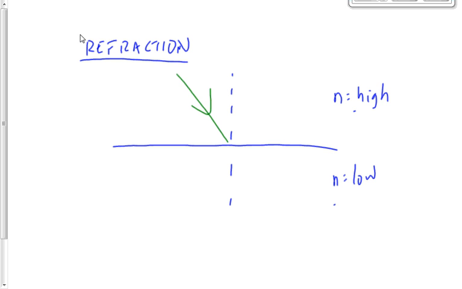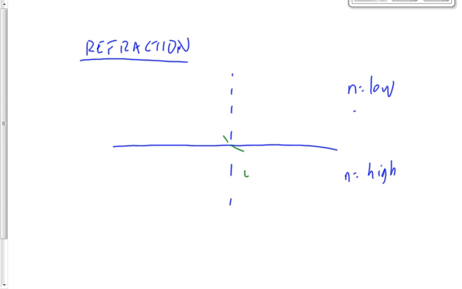As a result of that increase in speed, the angle will also increase, such that theta 1 is smaller than theta 2. If we change this up a little bit, and we say that the first index of refraction is low and the second index of refraction is high, maybe we're going from air to glass here. Right?